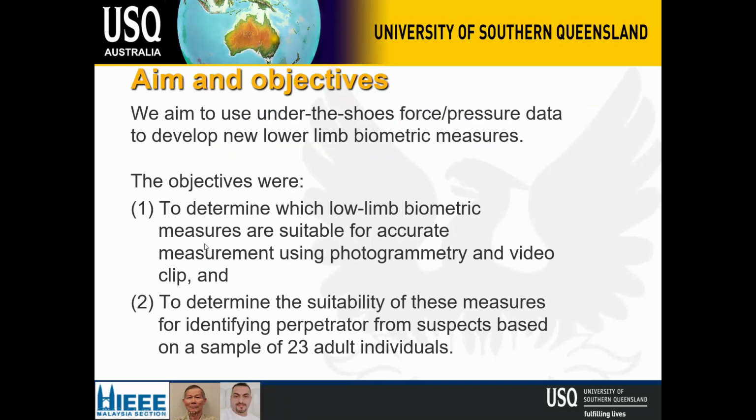The aim of this study is to use under-the-shoes force pressure data to develop new lower limb biometric measures. The objectives are to determine which lower limb biometric measures are suitable for accurate measurement using photogrammetry and video clips, and to determine the suitability of this measure for identifying a perpetrator from suspects based on a sample of 23 adult individuals.